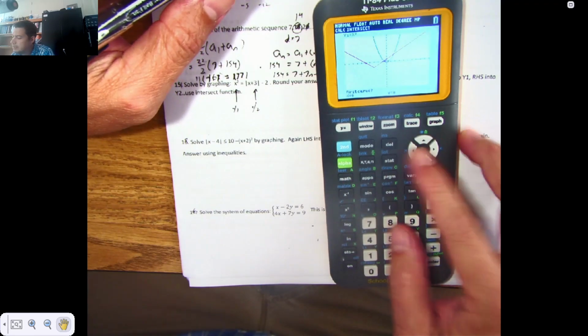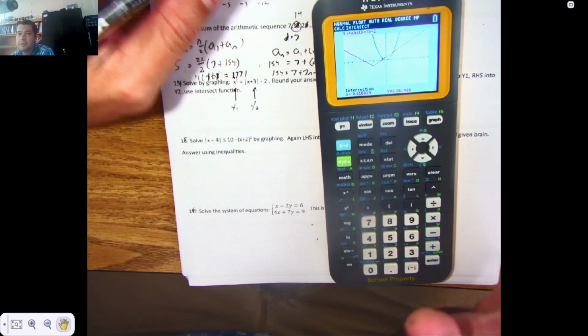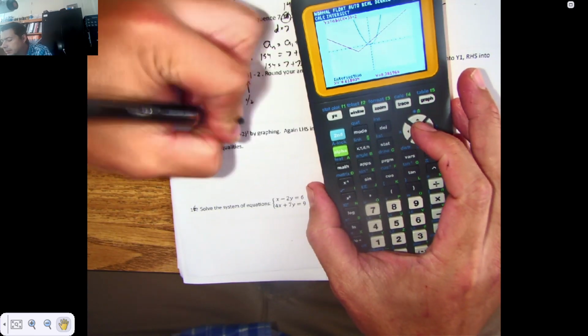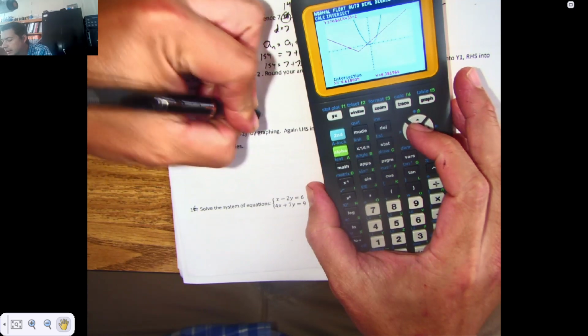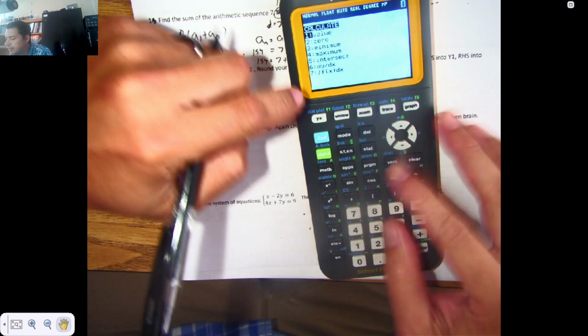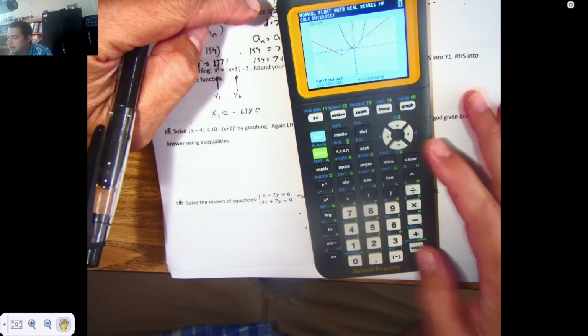Now, this is a made-up problem. I didn't spend more than 30 seconds making it, so I don't expect the answers to be nice. One of them is about negative 0.6180. Second trace 5 again. The other one is right here.